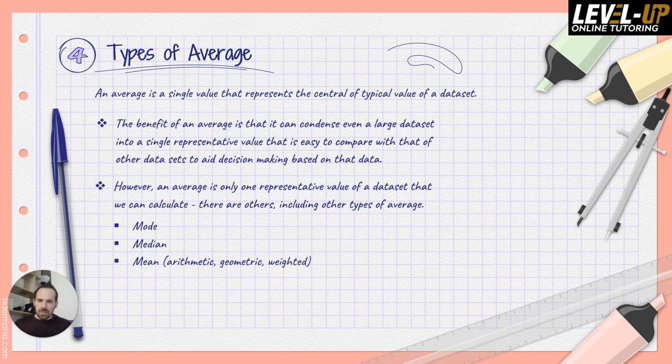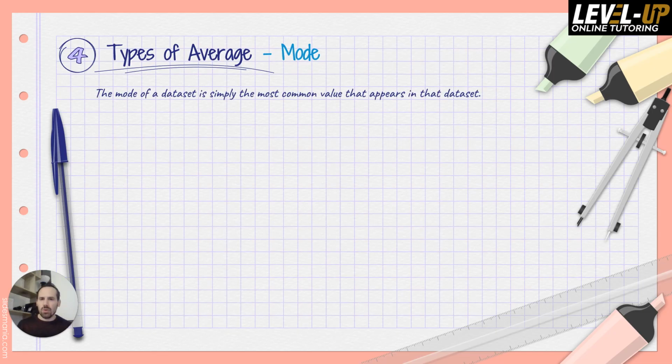So we have a few different types of average here. We've got mode, median, and then mean. There's a few different types of mean, but arithmetic mean is the main one we deal with. So let's quickly look at what mode is.